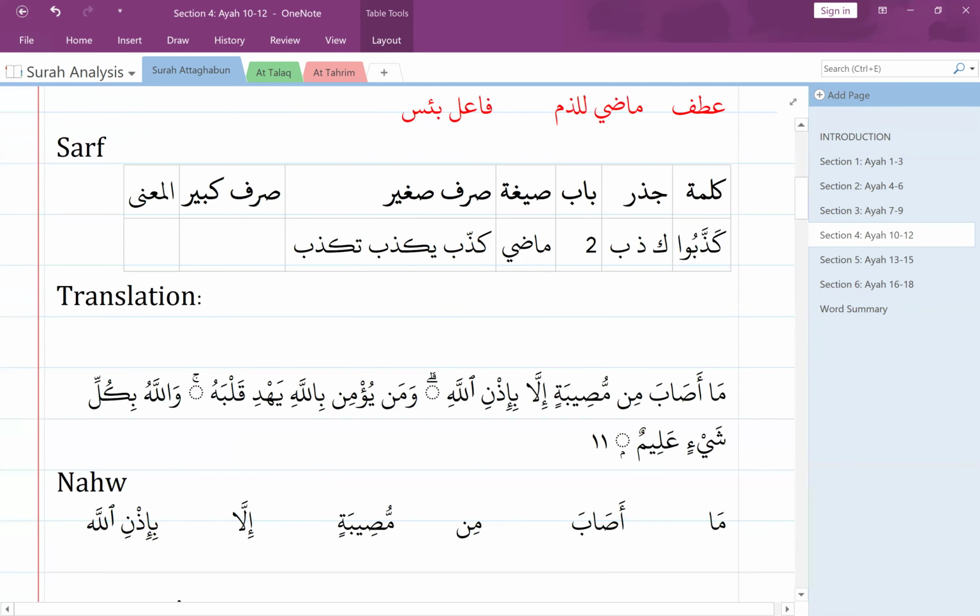Takziban. Takziban, matlab jhutlana, that is to say, to reject or disbelieve, denied. So we have kadhaba, kadhabu. That is the sigha which is needed. Yes, we found it. So mani is version. Denied. Yes.